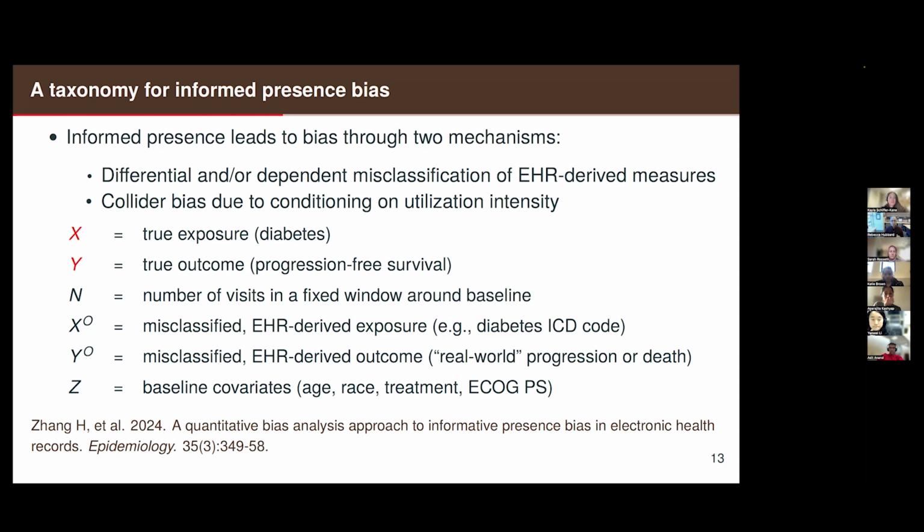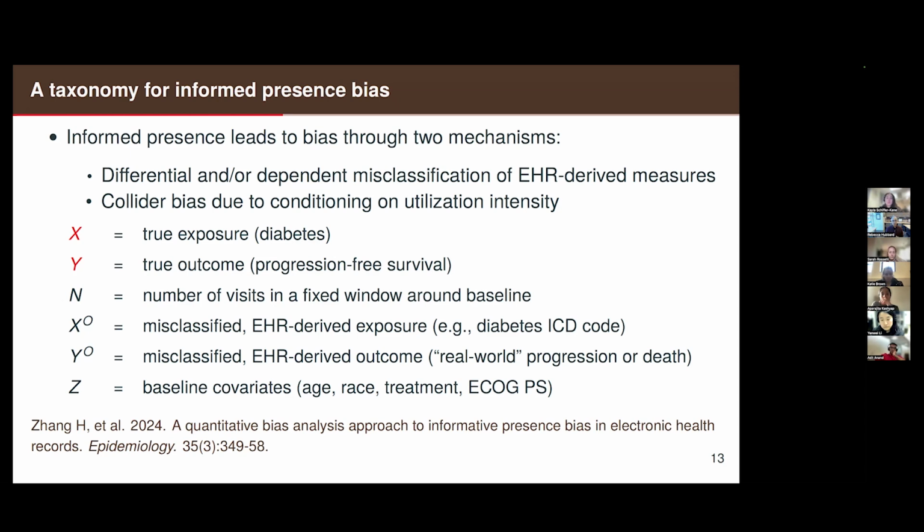So let's imagine that we're interested in quantifying the strength of association between an exposure X and an outcome Y. In this part of the talk, I'm going to envision that my exposure is diabetes, so whether or not a patient has diabetes, and my outcome is whether or not the patient experiences cancer progression or death. And this is in the context of a cohort of patients with a personal history of breast cancer. So we want to know the relationship between X and Y. Here I have made X and Y red because we never truly observe either of those.